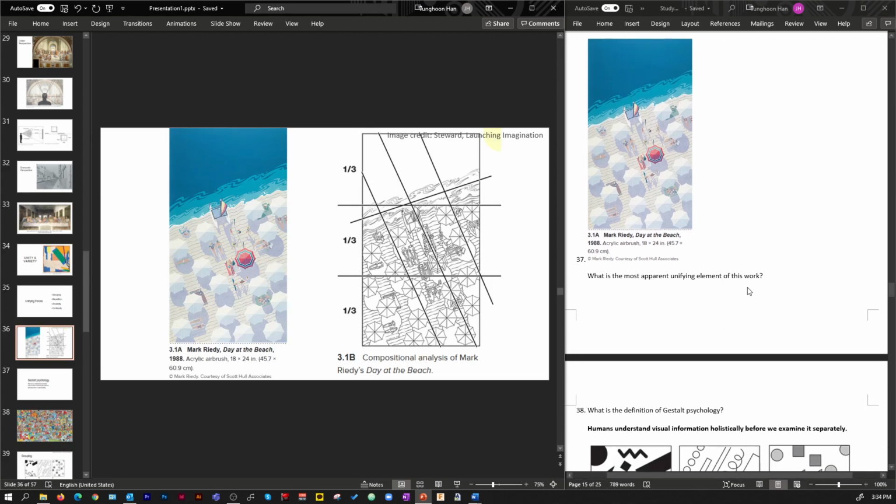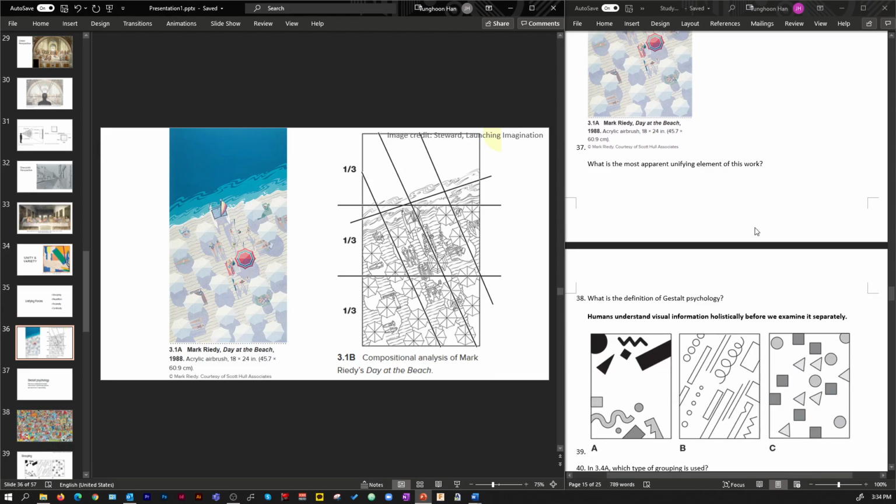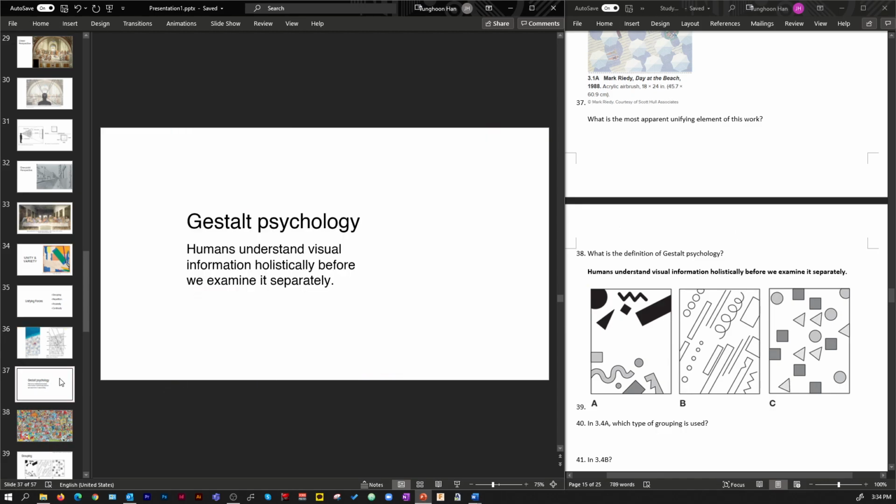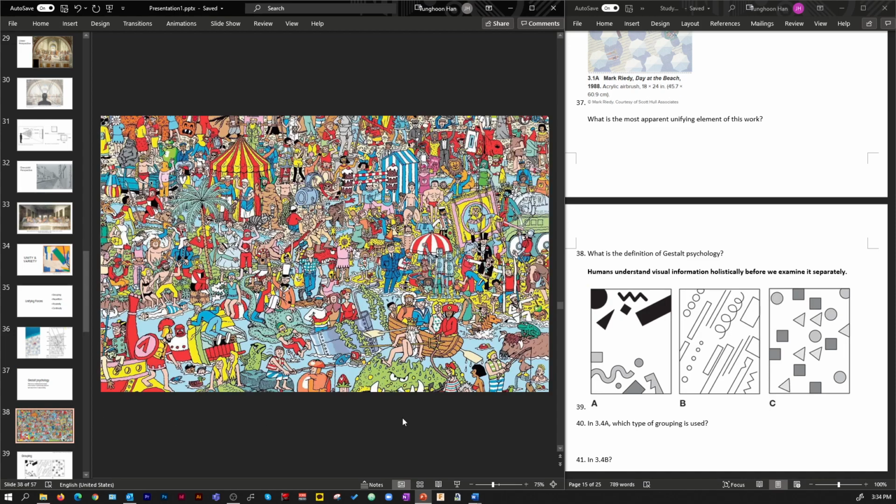You can just answer with the repetition of umbrellas. And what is the definition of Gestalt psychology? We talked about how humans understand visual information holistically before we examine separately. That is why finding Waldo is very difficult, because instead of looking at one element, our brain keeps forcing us to look at the entire picture instead of just small elements.